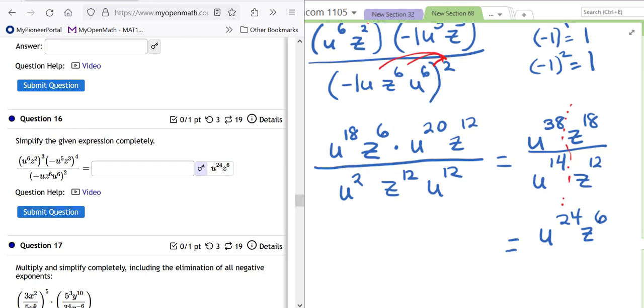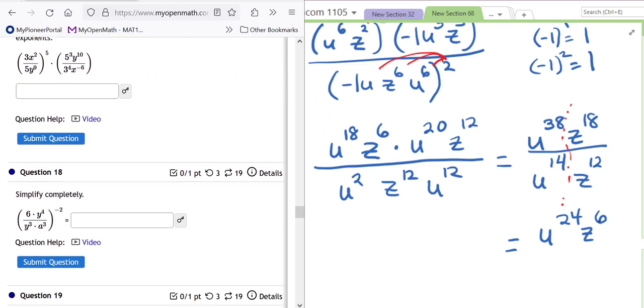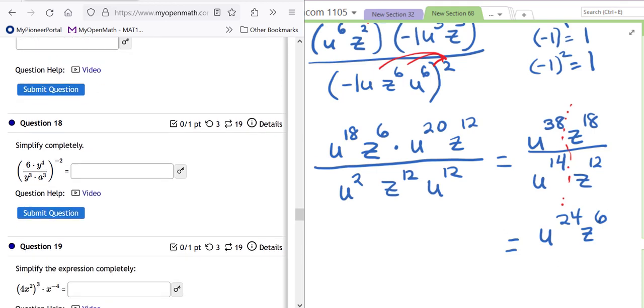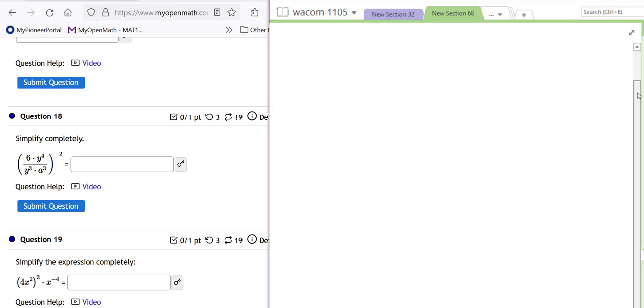Good. Okay. All right. 17 or 18. Let's do 18. That one I can probably finish. I don't think I could finish 17. All right. So 18.